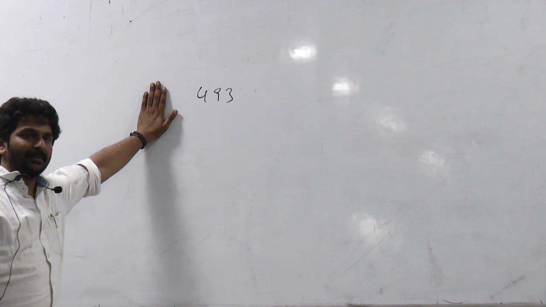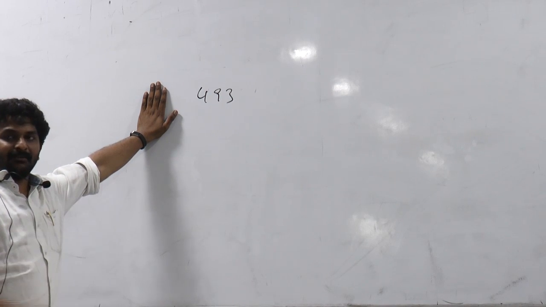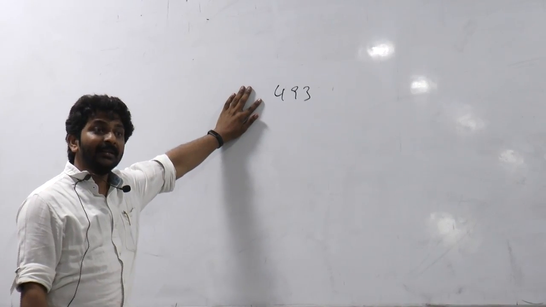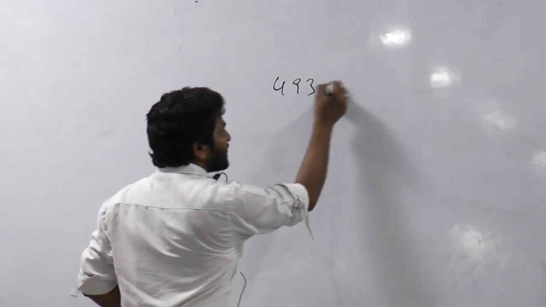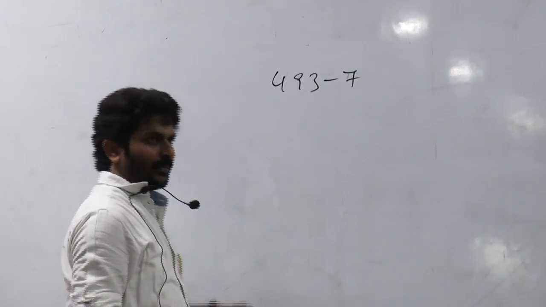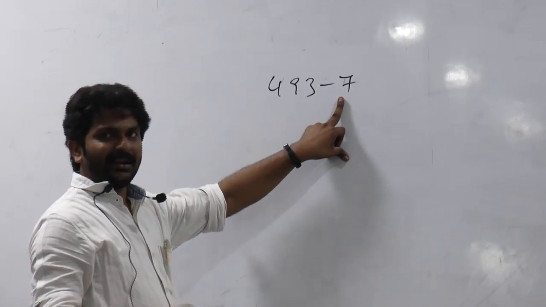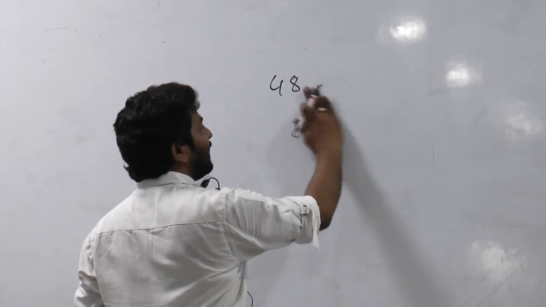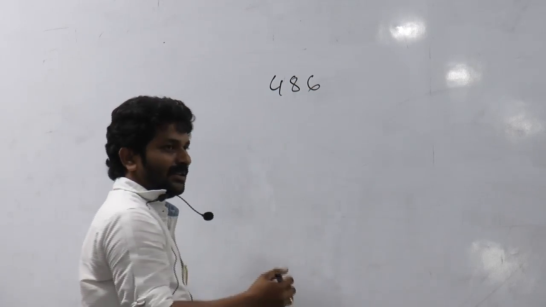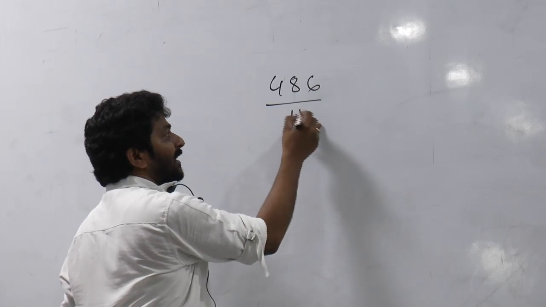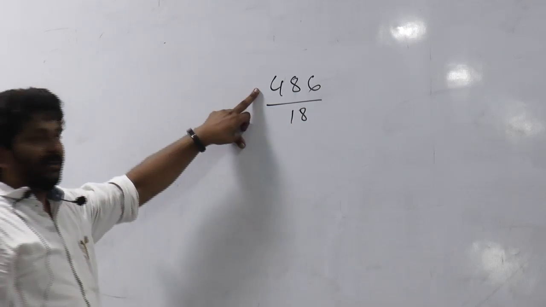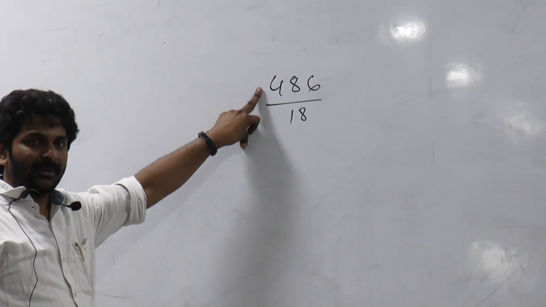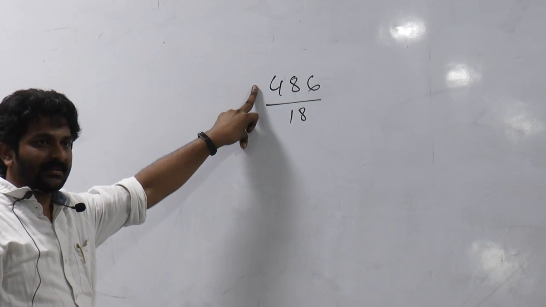Or else, your first number is 18. When you divide this number by 18, you should leave a remainder of 7. First, let me subtract 7 from this number. Subtract 10, add 3. Subtract 10, add 3. 486. This must be divisible by 18. It should be an even number, and should be divisible by 9. Is this number divisible by 9? Yes.